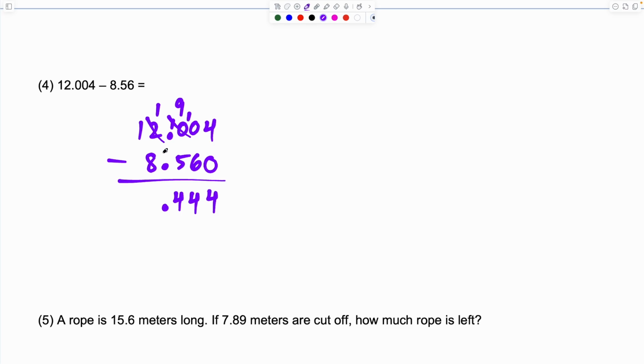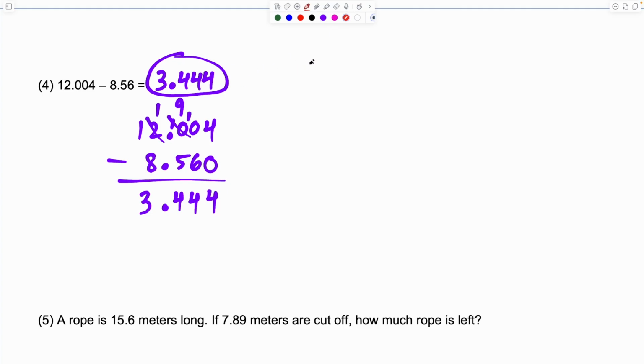I throw on my decimal, and then here, I can't do 1 minus 8, but just think of this now as doing 11 minus 8 is 3. So we get 3.444, and that's the same as saying 3 and 444 thousandths.